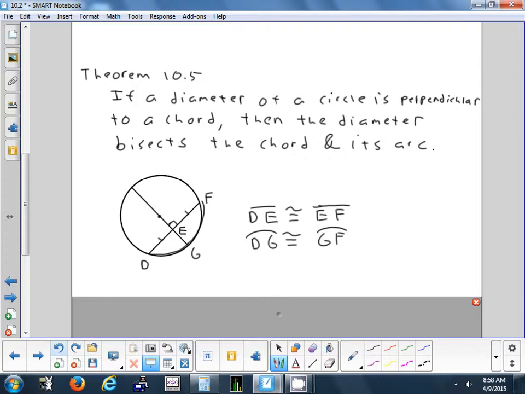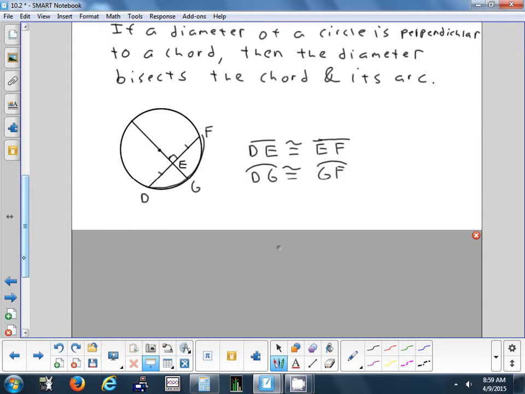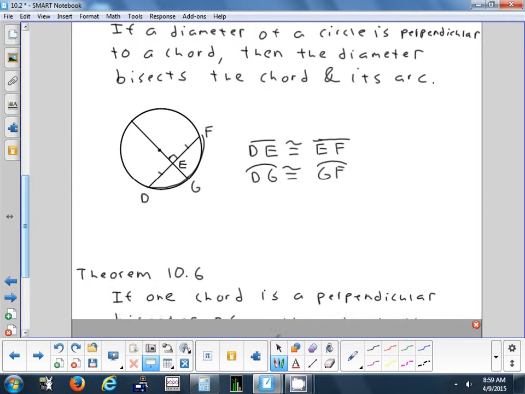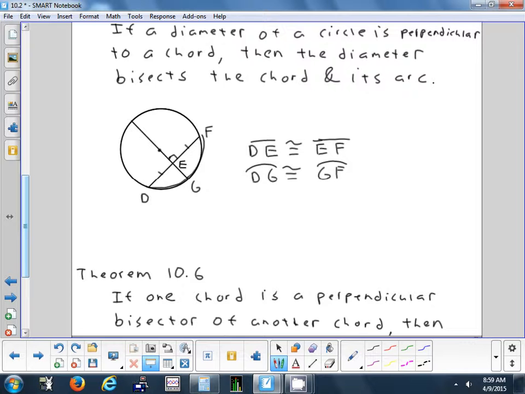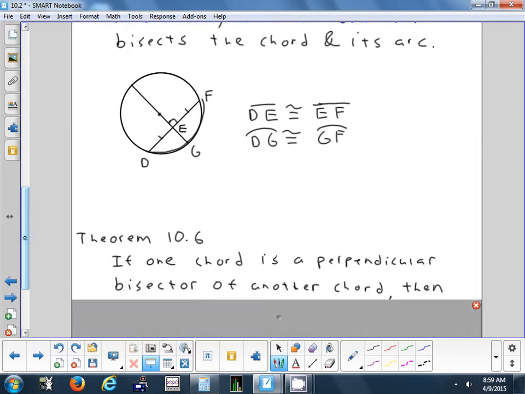Yep. So what you're saying is if that diameter is there, it cuts it in half, but if you draw it a different way, like going up, it won't cut it in half. Well, what I'm saying is if the diameter and chord are perpendicular, then it cuts it in half. As long as you have a 90, it cuts it in half. Theorem 10.6 is just taking this theorem and looking at it as the converse. So rather than saying we've got a chord and a diameter that are perpendicular, which means it cuts the chord in half, let's start with cutting the chord in half.